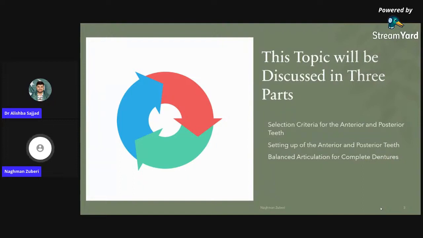What is the difference between natural dentition and artificial complete dentures? How do we utilize the compensatory curves and all that while setting up the teeth before trial in complete dentures? We will discuss all that.